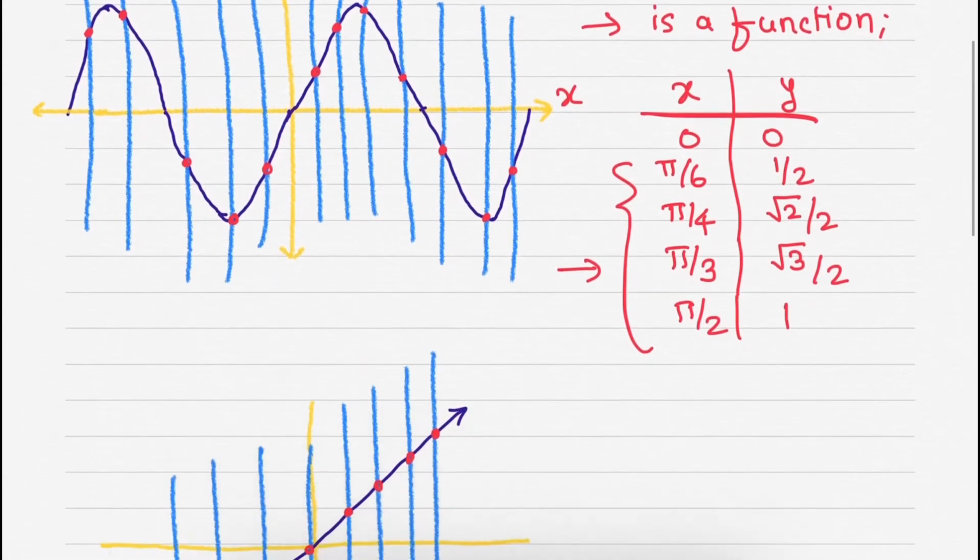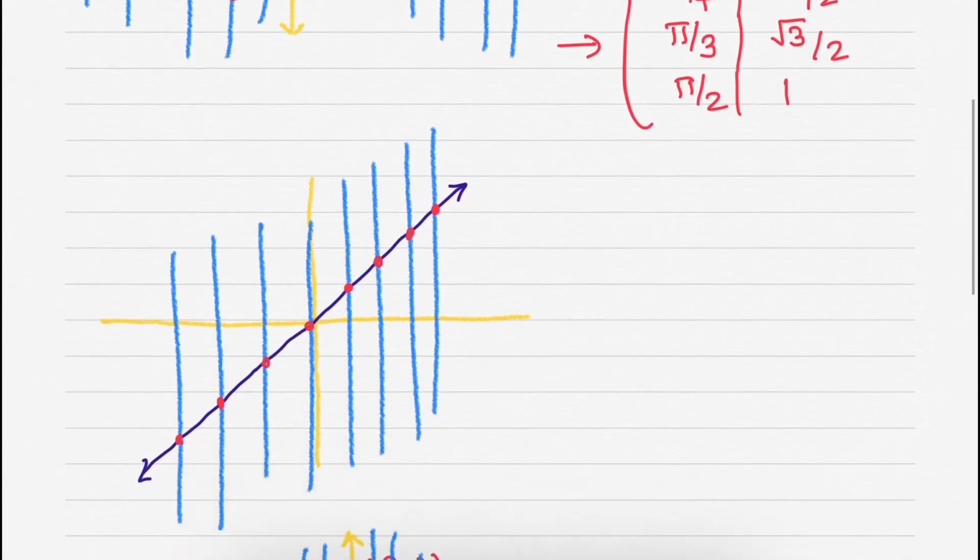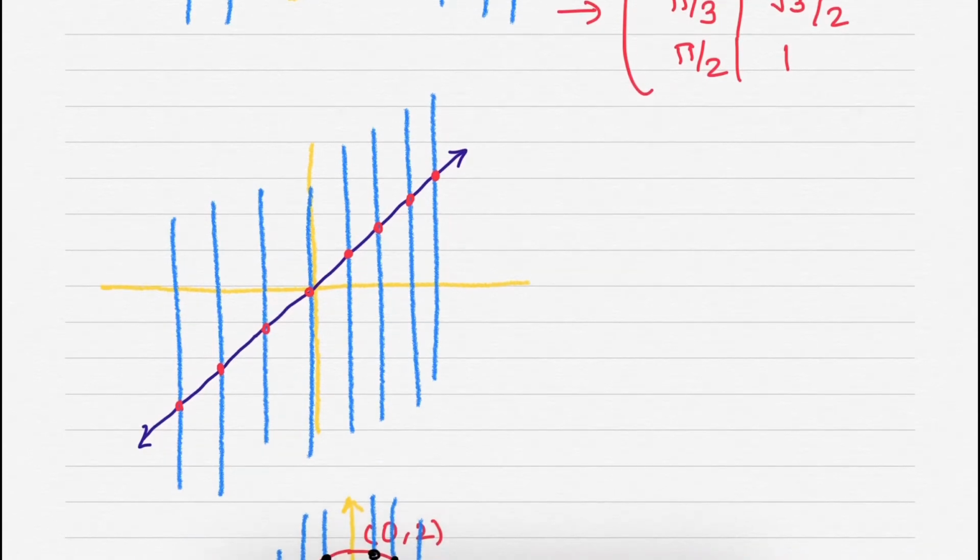The other common example is the line y equal to x. This line makes a 45 degree angle with the x-axis. All the vertical lines are drawn and all the points of intersection with the graph are shown. We can say there is only one intersecting point, so this graph is also a function.